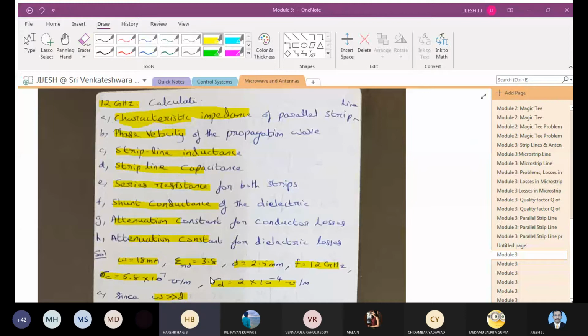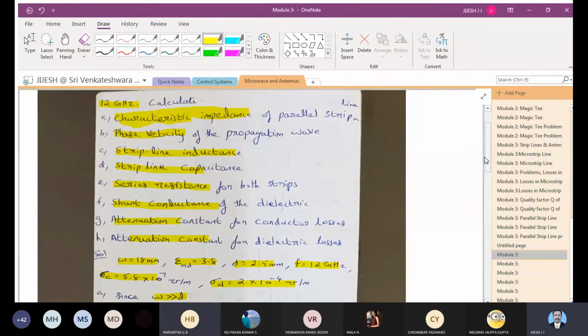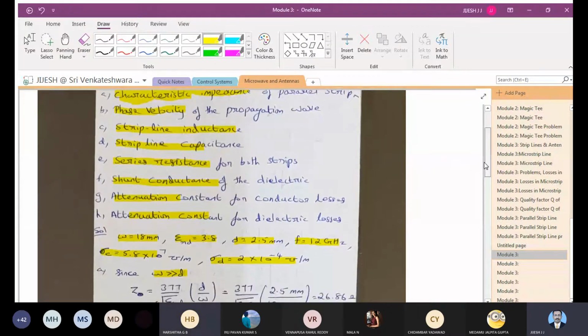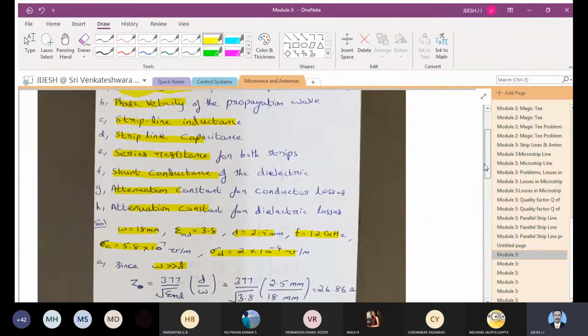26.86, sir. Let me see that. Which equation have you used? Yes, 26.86 is correct. So Z0 is 377 divided by root of epsilon RD into D by W. Epsilon RD is 3.8, which is given. D is 2.5 and W is 18. So it is 26.86 ohm.